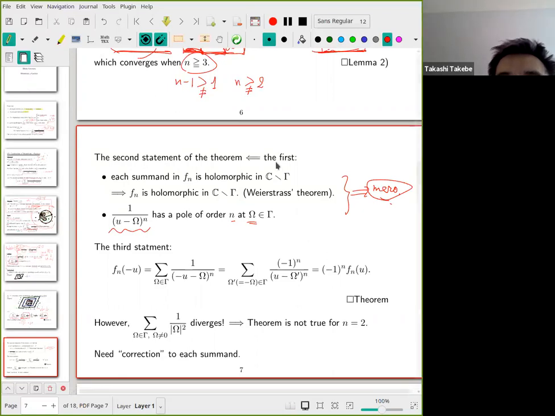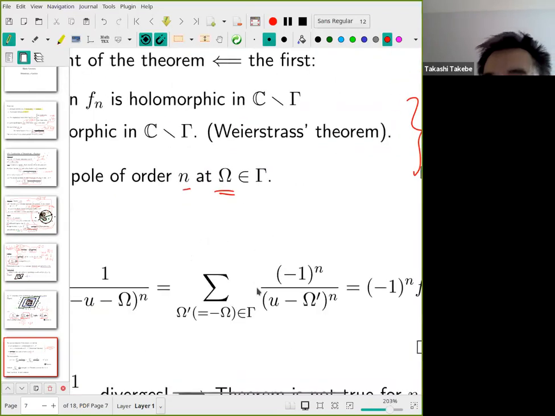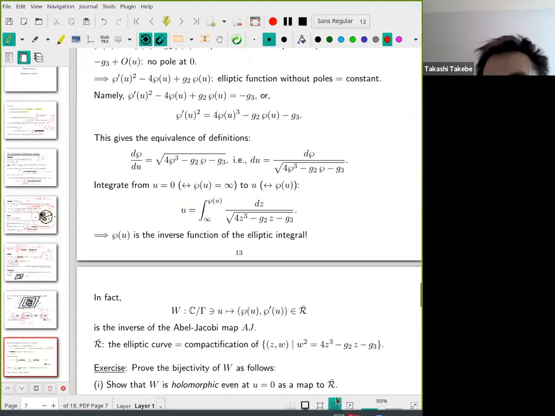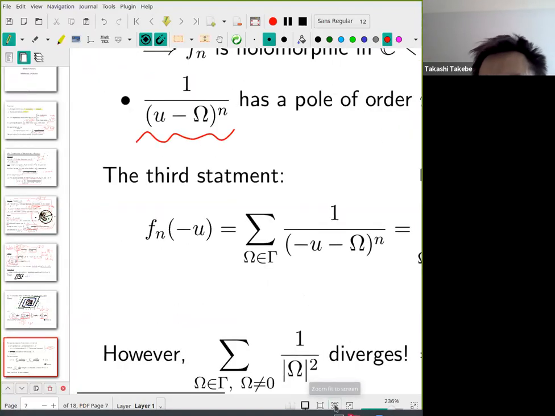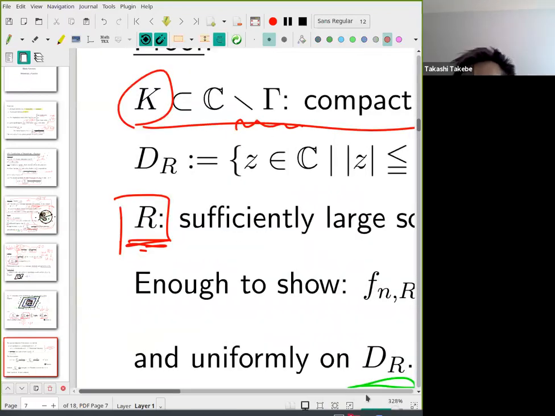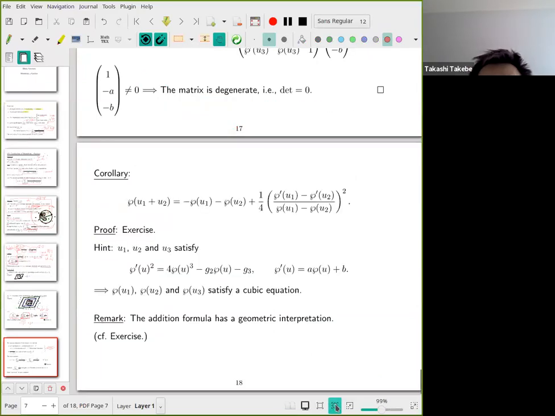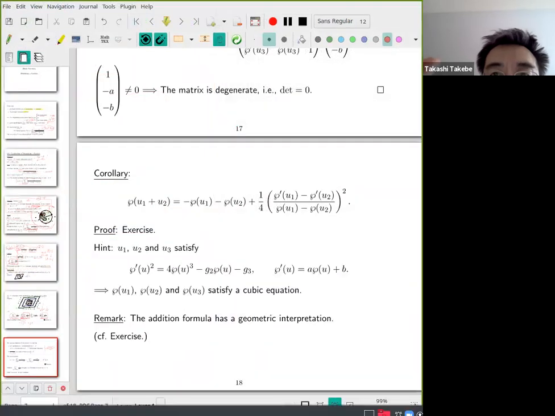And periodicity is... something's wrong, sorry. Just a moment.